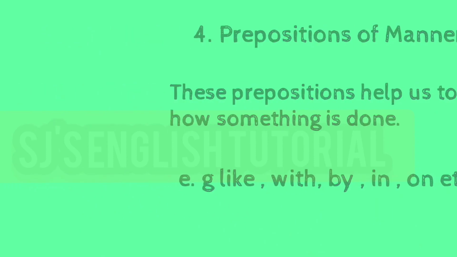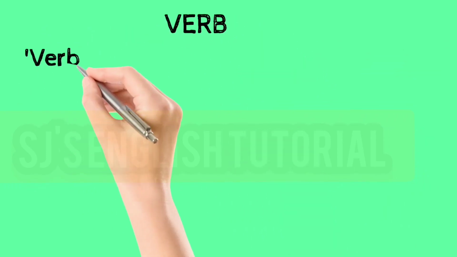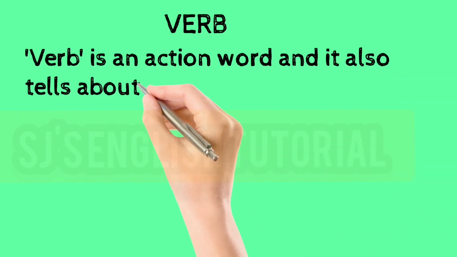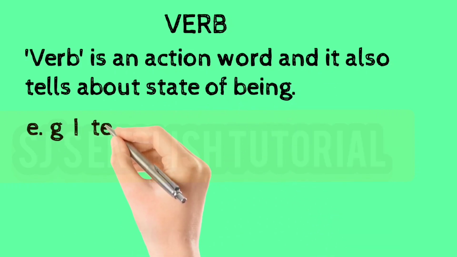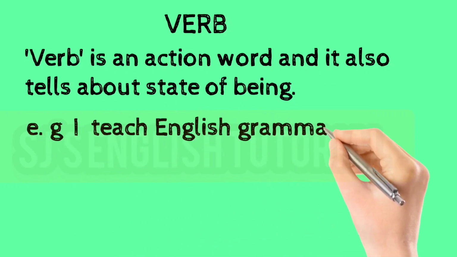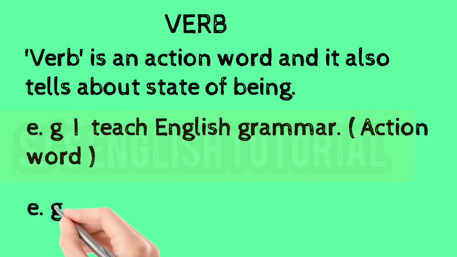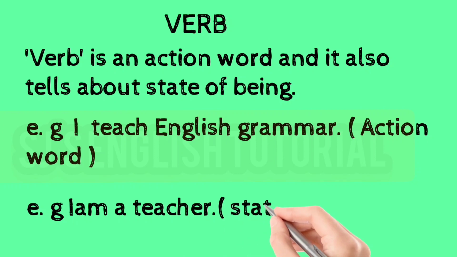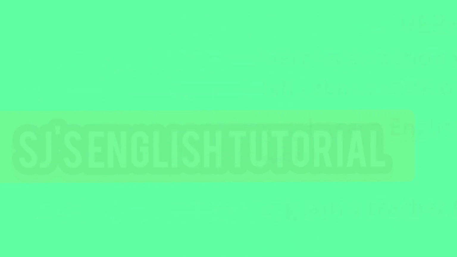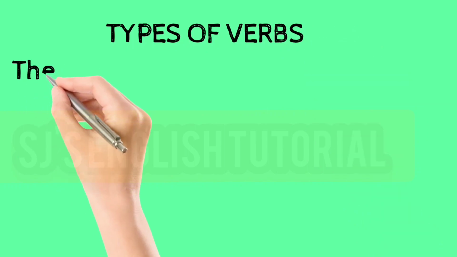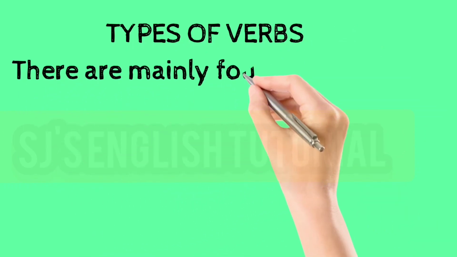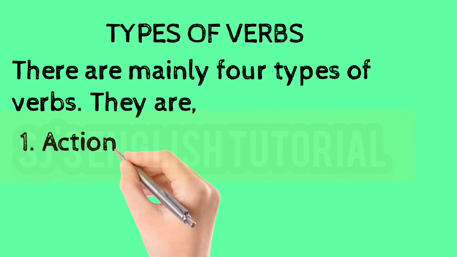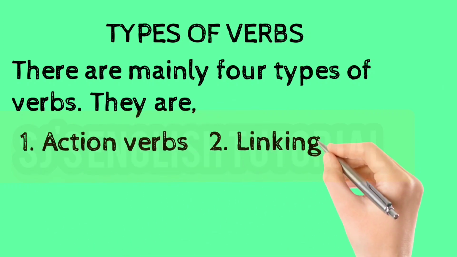Now let us learn about verb and its types. A verb is an action word and it also tells about the state of being. See the examples here. I teach English grammar. Teach is an action word. I am a teacher. Am is a stative word. There are mainly 4 types of verbs based on their function. They are action verbs, linking verbs, auxiliary verbs, finite verbs and non-finite verbs.